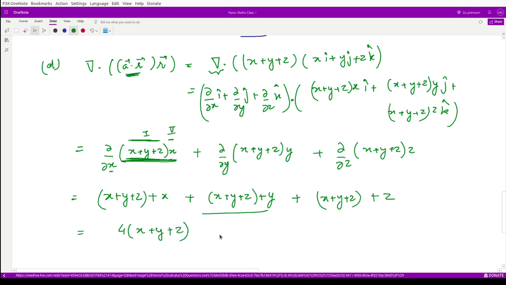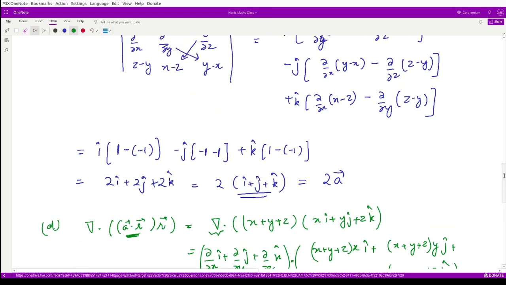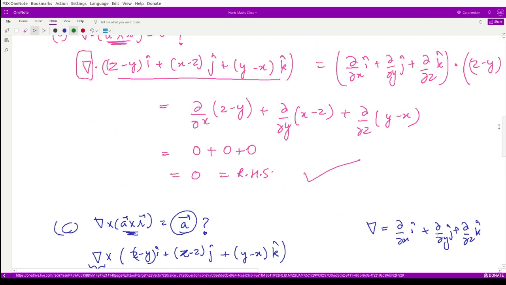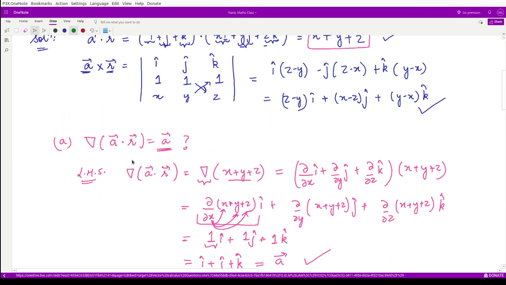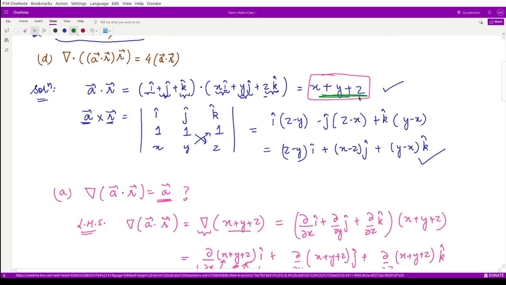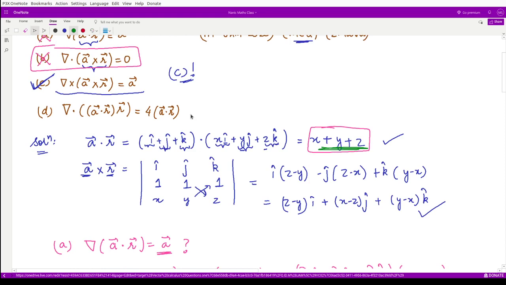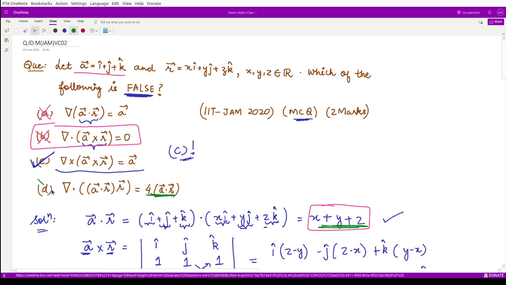And what is x plus y plus z? We have calculated this to be equal to a vector dot r vector. So this is equal to 4 a vector dot r vector. So let me show you what a vector dot r vector is. A vector dot r vector is equal to x plus y plus z. So this becomes equal to 4 a vector dot r vector. So this option is also correct. But we are to take what is false, so in effect we'll cancel out this. So your option C here is the correct option.